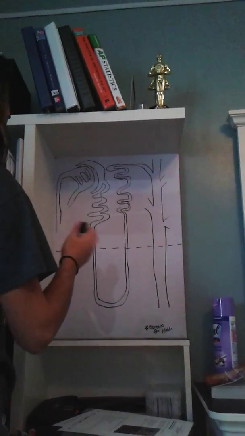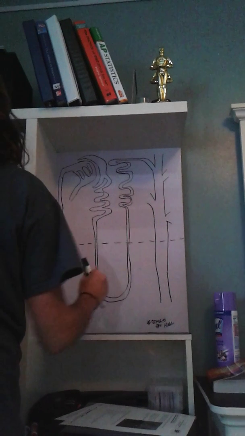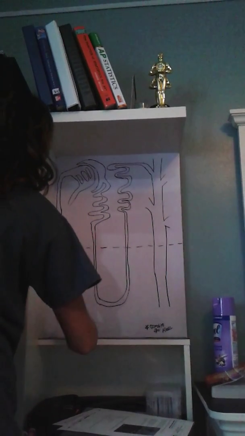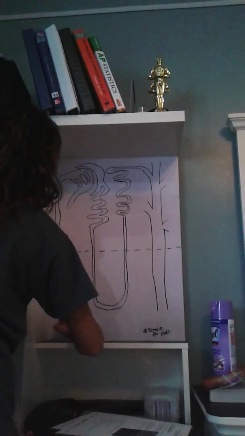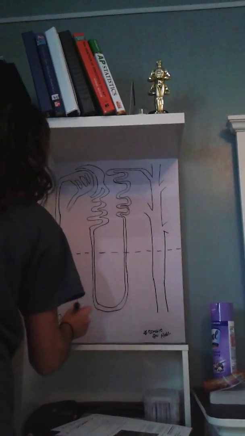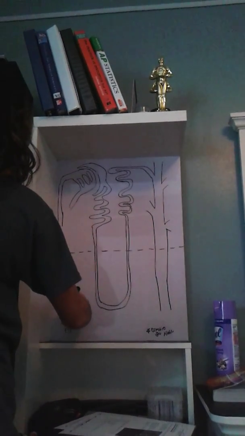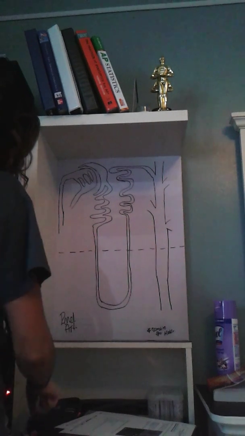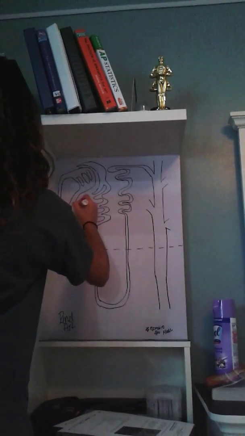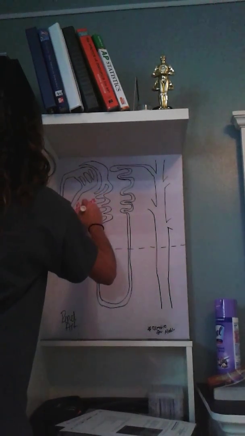Let's look at the flow of urea through the nephron. This is our nephron. The renal artery supplies the kidney with blood, and it goes into the afferent arteriole, which is right here. I'm going to use red. This is the afferent arteriole.